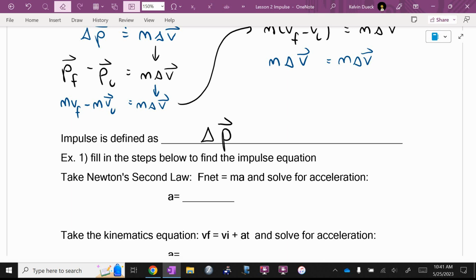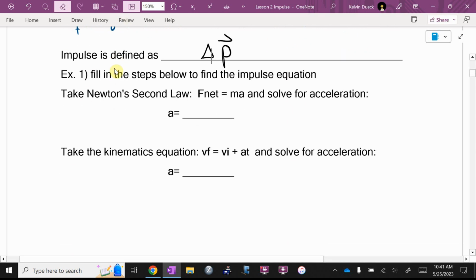Example 1 says, fill in the steps below to find the impulse equation. Take Newton's second law, F equals what? ma, and get the a by itself. We call that Cooper's theorem. a is F over m. Yes? We've done that a bunch.